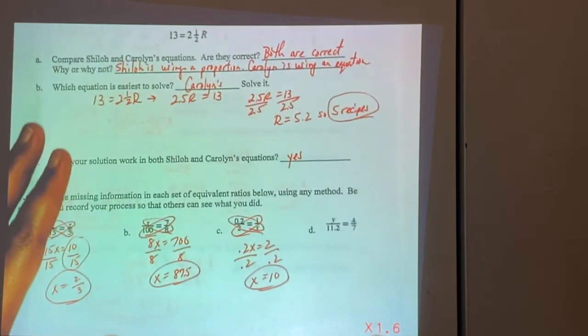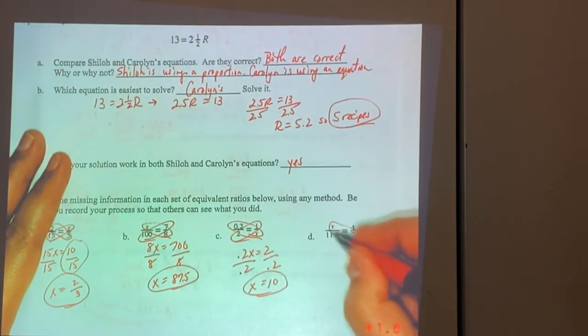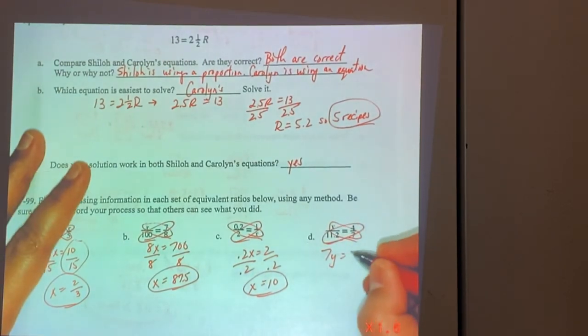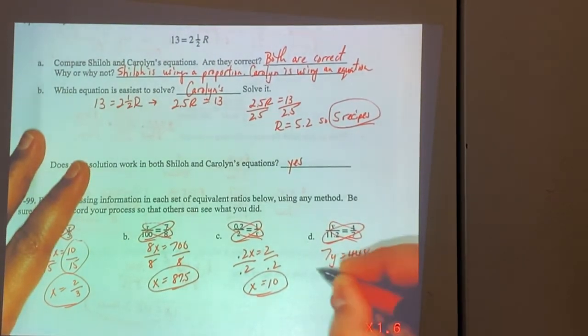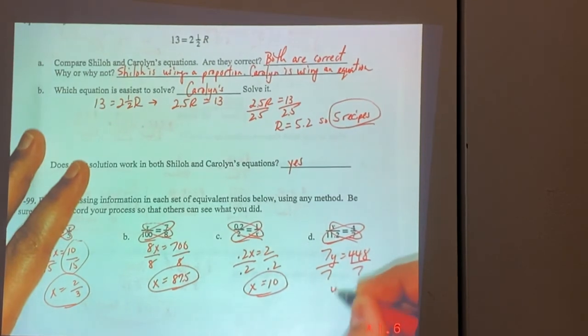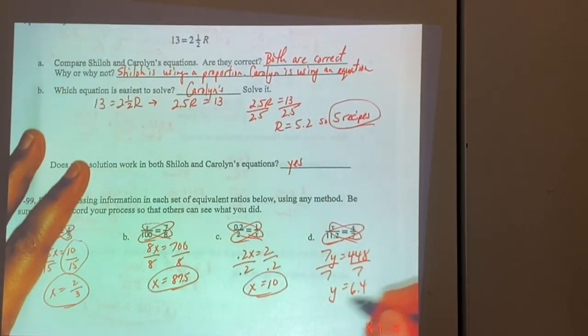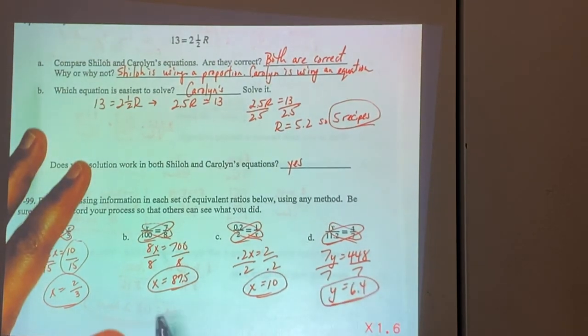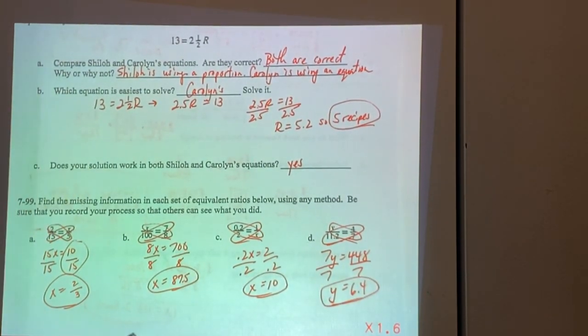Alright. Next one, this is a y. 7y equals 44.8. 44.8 divided by 7. Y equals 6.4. Are we on camera? We are. Lovely. Okay. Your homework is going to be 7-100 to 7-105.